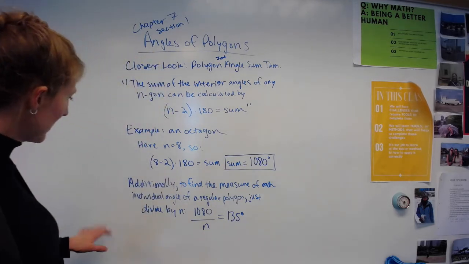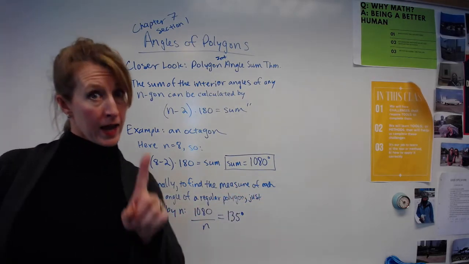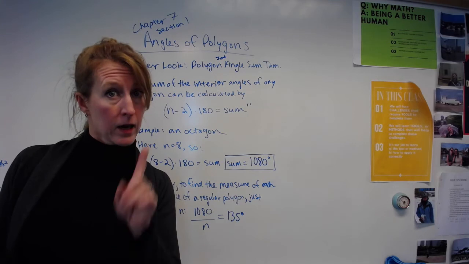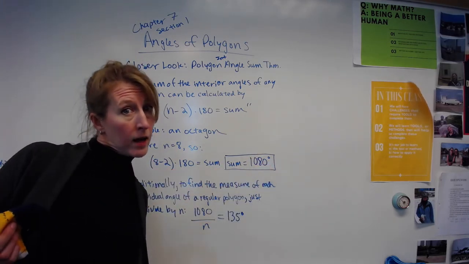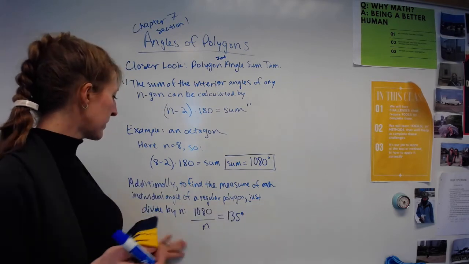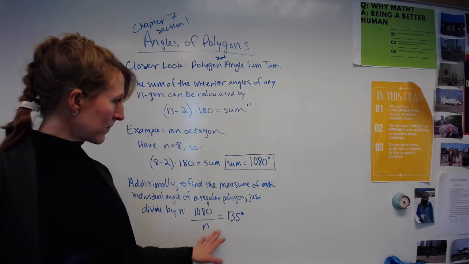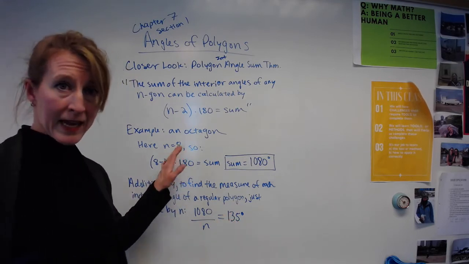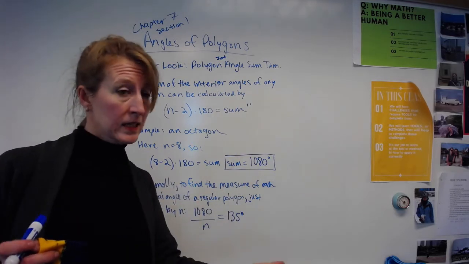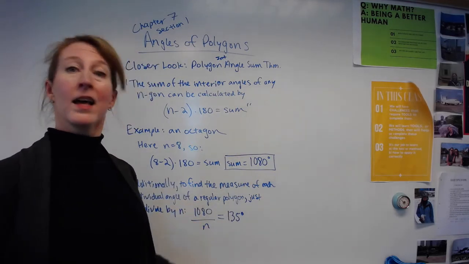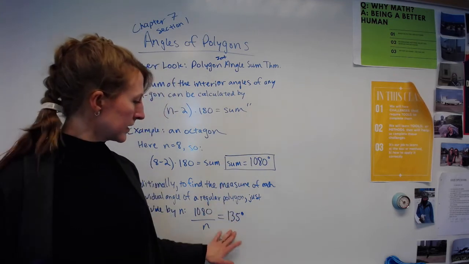Cool? Additionally, in order to find the measure of each individual angle of a regular polygon, this wouldn't work for an irregular one, but for a regular polygon, just divide by n. That's 1080 divided by n. Keep in mind n equals 8, not 6, right? We subtracted 2 because that's what the equation says to do, but n does equal 8. And the measure of each interior angle of a regular octagon is 135 degrees.